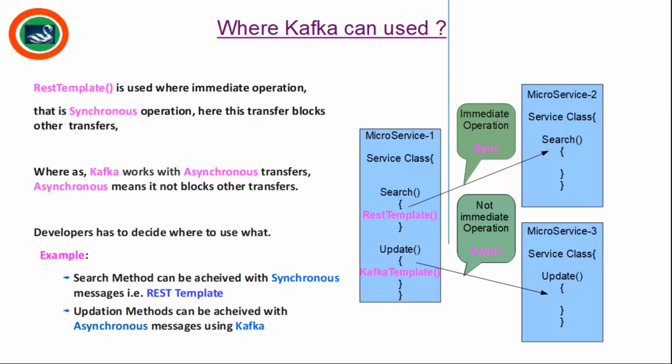So for that situation we can go for Kafka. Here, see the update method, which is sent to another microservice, provided with an asynchronous operation. This is the way: in a particular method, we have to see whether we require an immediate response, or whether we can take some time. If we can take some time, then we can go for Kafka. Otherwise, if you want immediate output or want to get the data immediately, then we go for the REST template. That's what Kafka is used for.